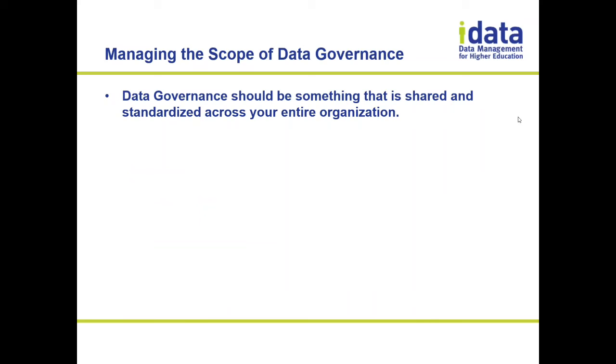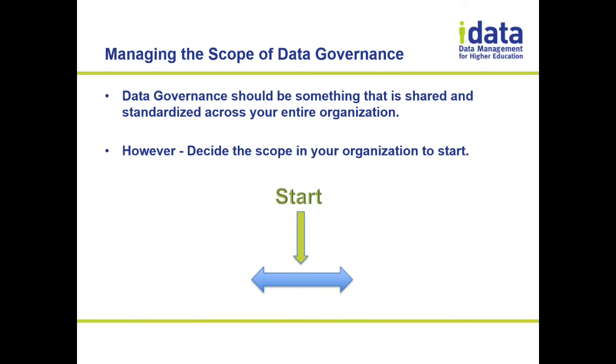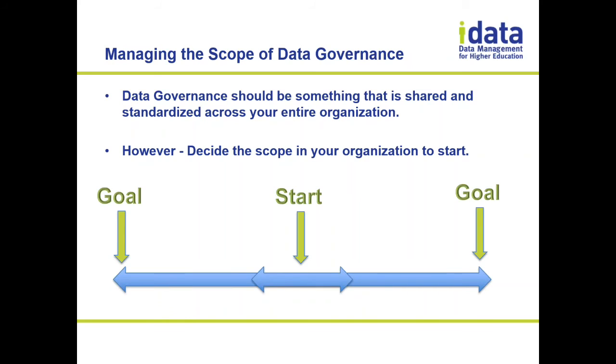So we talked about this briefly a minute ago, but governance is something that's shared and standardized across your entire organization. But how do you decide the scope to start in your organization? Unless you have that top-down edict, regulatory kind of support for this, and even when you do, it's good to start the scope in a limited way. You can start with one department or a handful of departments or one area of your organization, and then grow and expand it based on the success you see there and people getting excited about the outcomes.